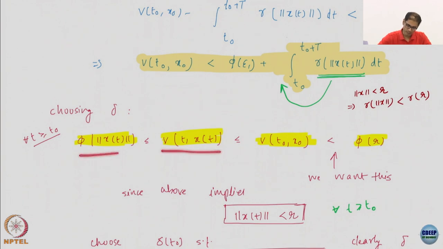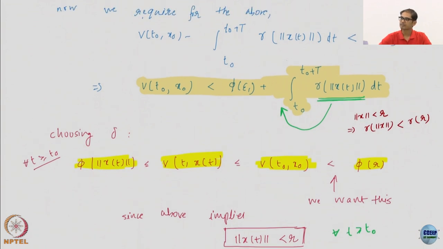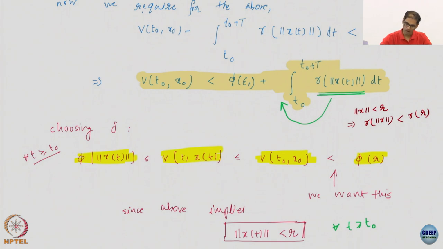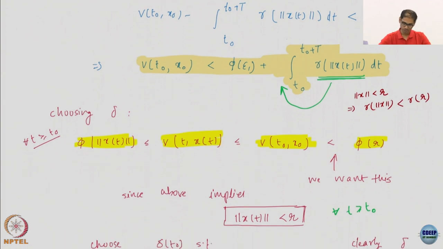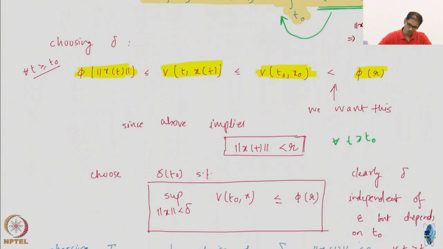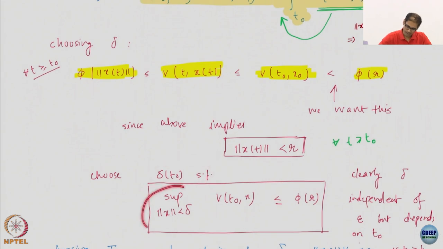I know that V is lower bounded in this way because of positive definiteness. And V is in fact upper bounded just by this. So actually I can completely neglect this term as far as my delta choice goes. What do I want? I want that this happens, because obviously this implies norm x is less than R. We obviously want to maintain that. We don't want to violate that in this proof either. If phi of norm x is less than phi of R, then norm x is less than R. So I choose my delta such that the supremum of this term is less than phi of R.